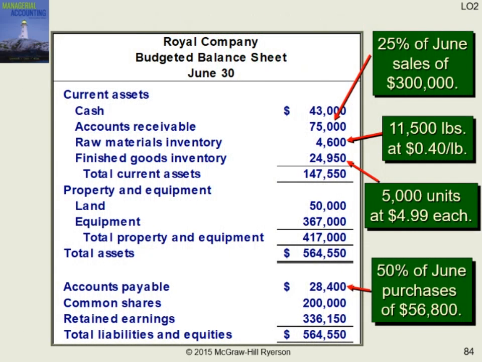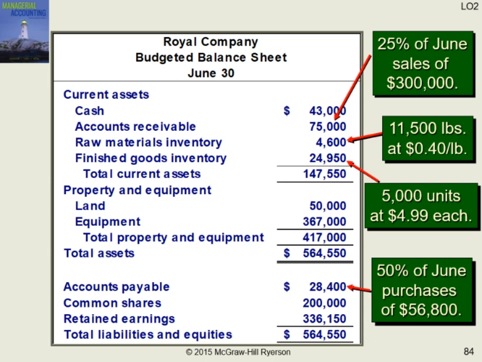All right, then moving along, our balance sheet just looks like this. We have the cash budget ending balance of 43,000, shown right there. The accounts receivable comes from the sales budget and the cash receipts budget, I suppose it was, the schedule of cash receipts. And we have raw materials inventory, which constitutes 11,500 pounds at 40 cents per pound. The finished goods inventory had its own little budget, so that was 5,000 units at an average cost of $4.99 each.